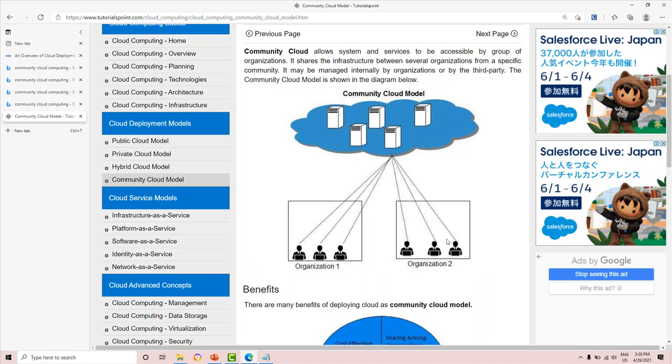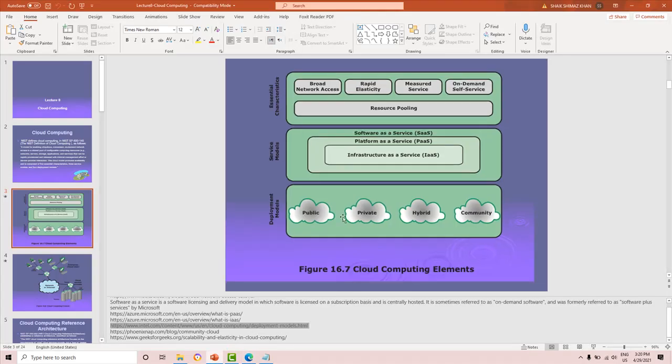would allow different banks to integrate their services for a specific business requirement. Example, payment facilities, services, etc. So this is the best example for community cloud service. This is what I want to say about the different deployment models.